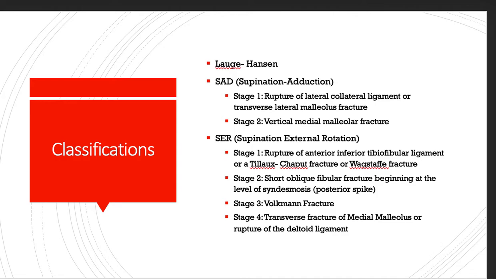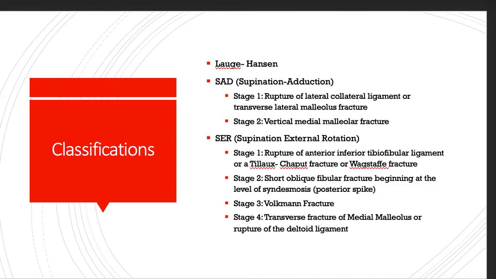For example, our first one is supination adduction, also known as SAD. This is further divided into 2 stages, with stage 1 being rupture of the lateral collateral ligaments or a transverse lateral malleolus fracture. Stage 2 is a vertical medial malleolar fracture.